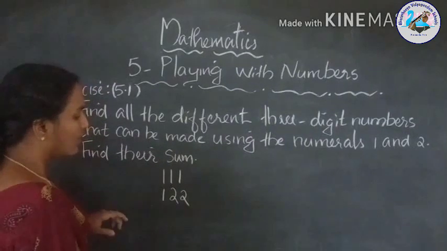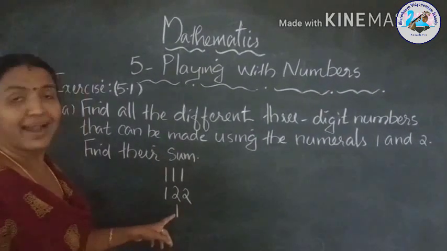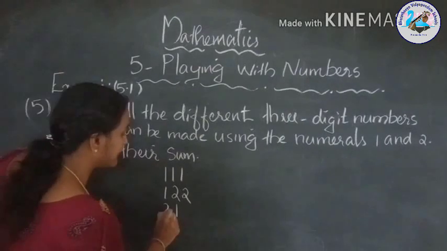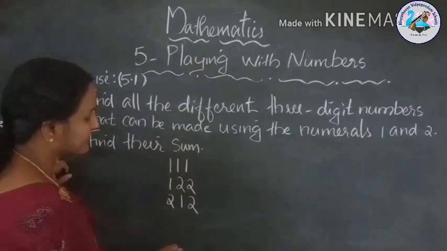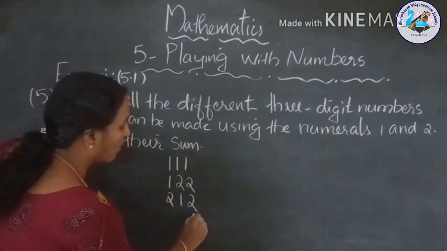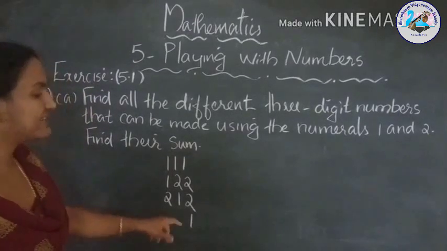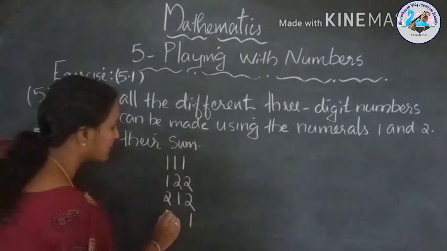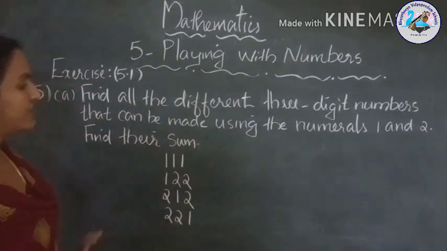Next, we can fix 1 at the 100 place, and the remaining digits 2 and 2. Next, we can fix 1 at the 1's place and the remaining digits we can fill by using 2 and 2. The 1 is over.